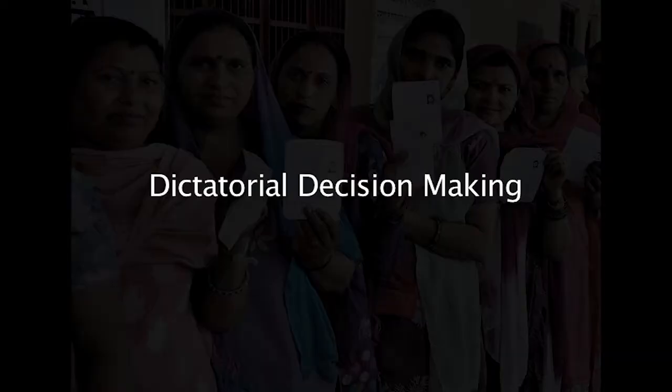Second is dictatorial decision making. Dictatorial decision making processes are the extreme case of vested interests in which one person or small group of people have the power to govern an entire country or region, making decisions which favor themselves and their cohorts over the interests and needs of the society as a whole.